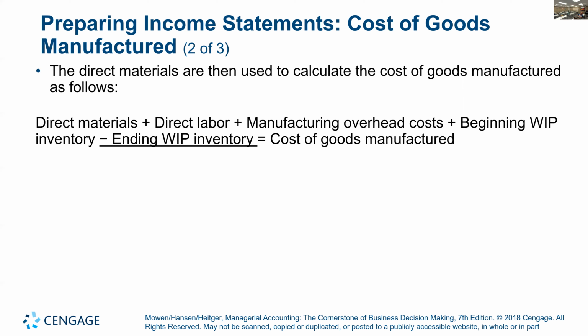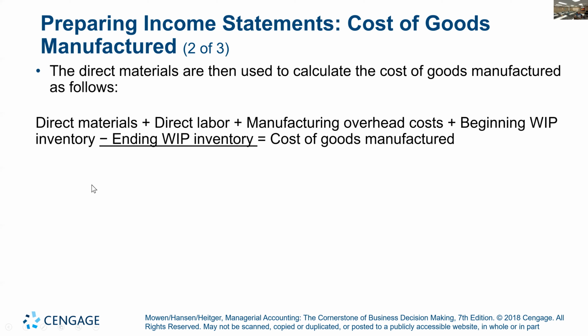Then we subtract out our ending work in process, because everything's not completed. It's the cost of what we still have left sitting there that we're working on. That is the amount that gets transferred out as finished goods. That is the cost of goods manufactured.